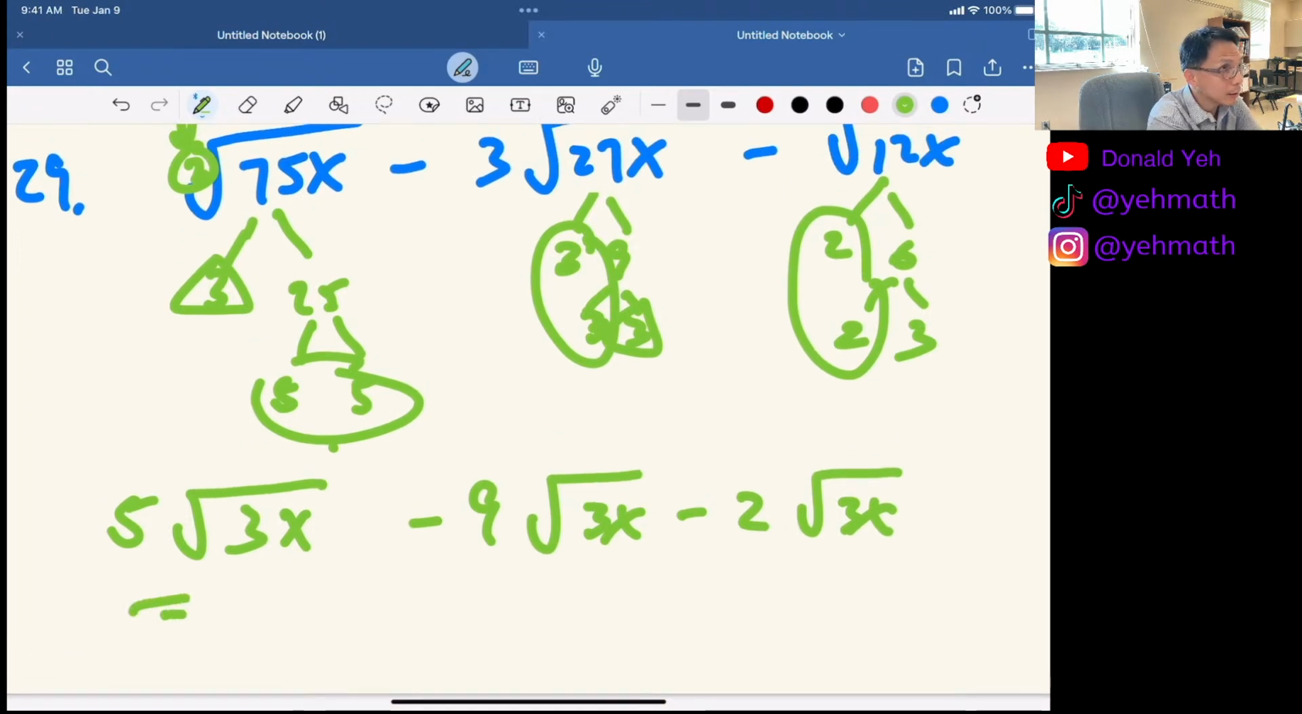So it turns out they are like radicals. If they are like radicals, they can subtract just due to coefficients. So in this case, it's going to be 5 minus 9 is negative 4. Negative 4 minus 2 is going to be negative 6 square root 3x. And is that the answer? Yeah.